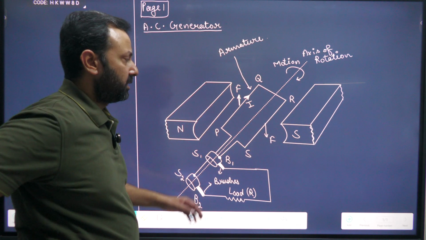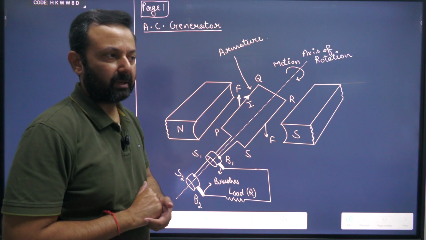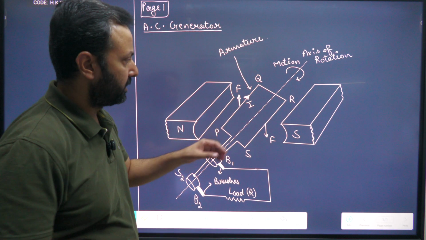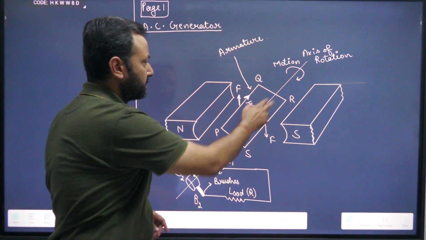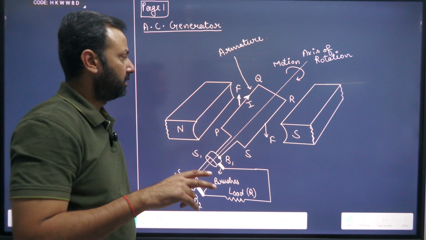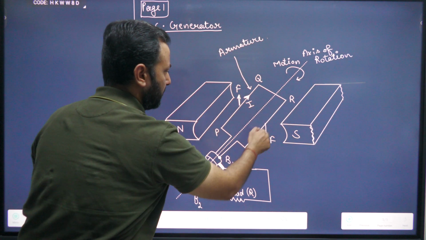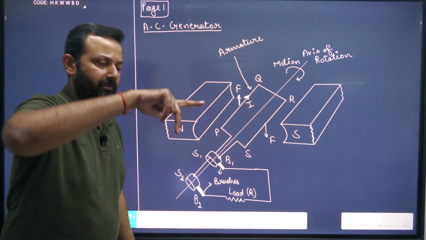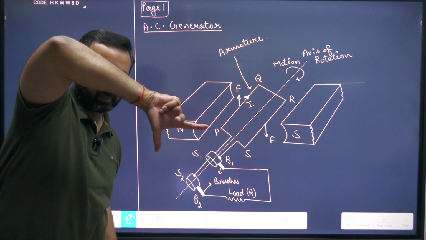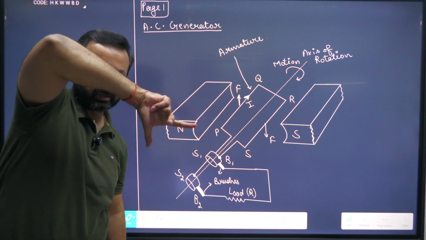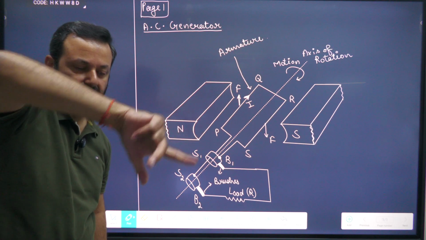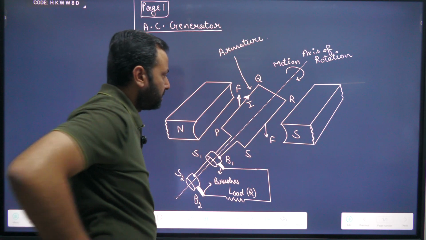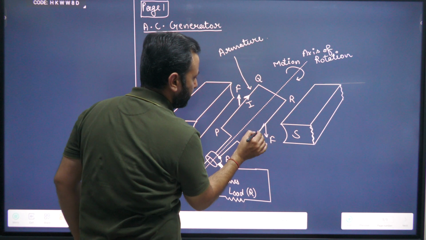If we apply Fleming's right hand rule in the RS part of this coil, then force will be in the downward direction. Magnetic field will be in the upward direction. Then the central finger will be in the front direction. It is coming out of the page. So it means that current is coming like this.